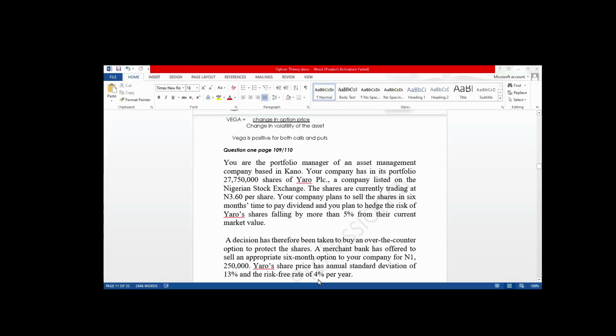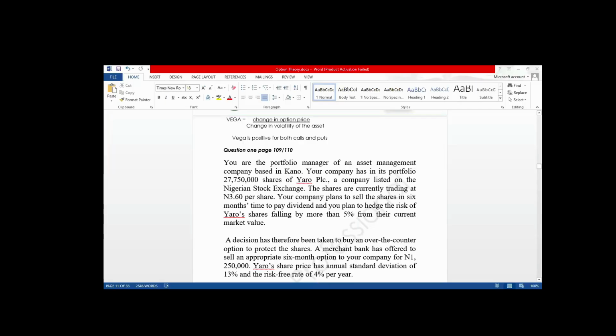You now need to pay for this over-the-counter option. A merchant bank is offering you a 6-month option to your company for 1,250,000. The merchant bank said, I'm prepared to offer you an appropriate 6-month option to your company for 1,250,000.